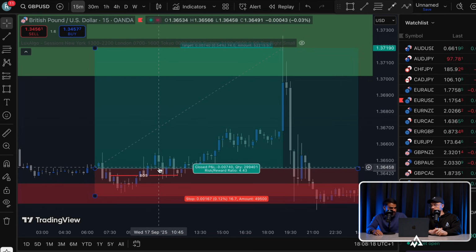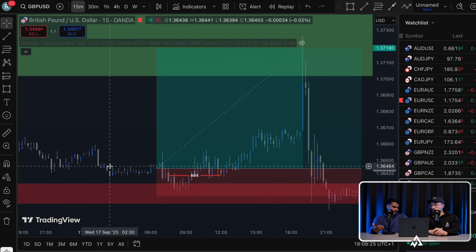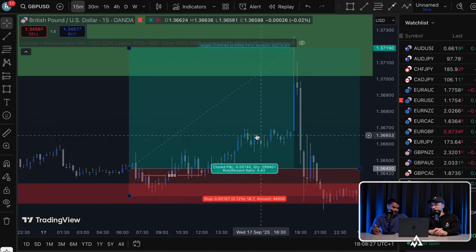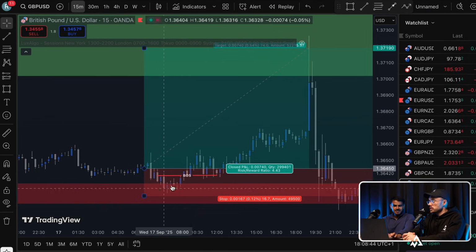So then I enter from this area with my stops below. Typically I would actually give my trades more breathing room, but I went a bit aggressive on this day. And I put my stops below this structure level. A bit of structure, yeah, the structure level.